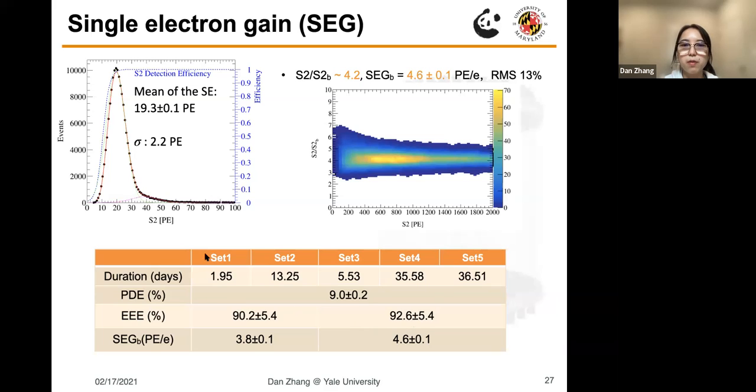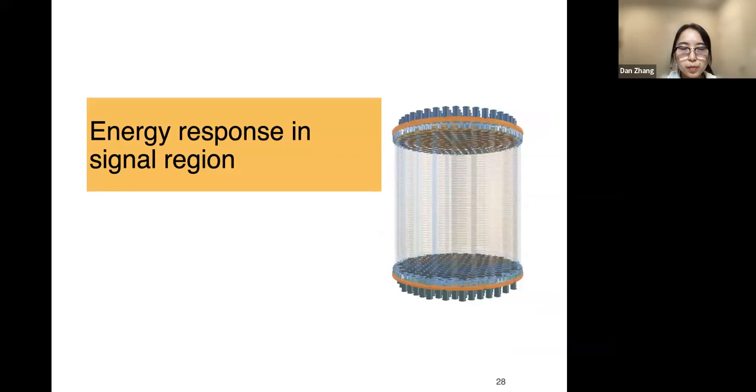And basically because of the short duration for set one and set three, they just use the detector parameters from the closest data sets. And now we are ready to look at the low energy part.